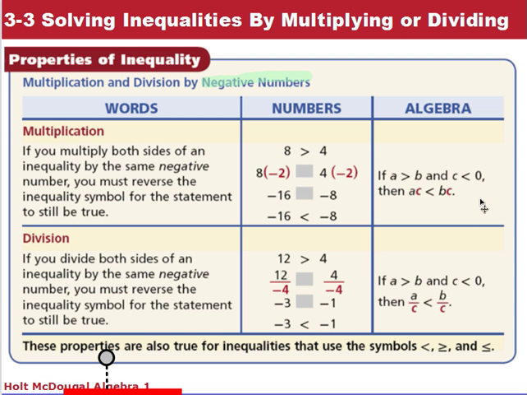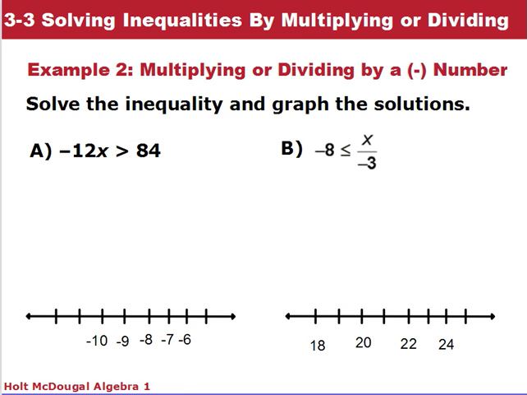And this is what it looks like algebraically for multiplication and division. Make sure you copy these properties into your notes. And also note that it holds true for the less than, greater than or equal to, and less than or equal to inequality symbols. So let's look at some examples of multiplying and dividing by a negative number. Our first example, negative 12x is greater than 84.